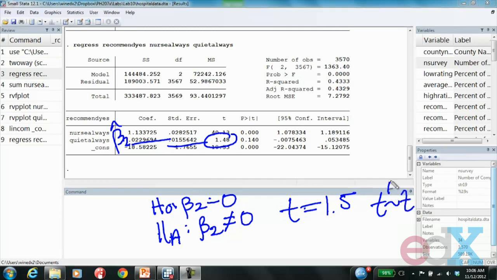Again, under the null hypothesis, we know that this test statistic follows a t-distribution with 3,567 degrees of freedom, and we end up with a p-value that's equal to 0.14. So in this case, we fail to reject the null hypothesis and conclude that we don't have enough evidence in the data to say that an increase in the percent of patients who say that a hospital is always quiet is linearly related to the percent of patients who recommend the hospital always on average, fixing the percent of patients who say that nurses always communicate well.